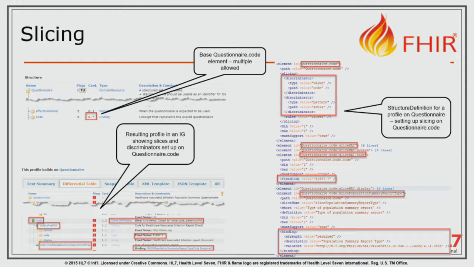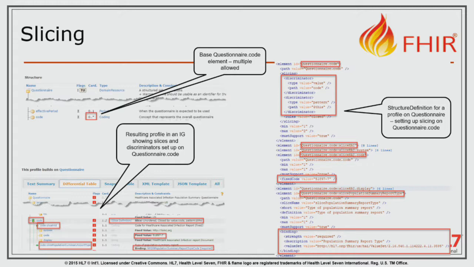So the discriminator is type of value, and the path value is code. So we're actually going questionnaire code dot code. So we've got questionnaire code dot code somewhere down here. I can't actually see them too far away. Right here. Questionnaire code dot code. So we're setting up the slicing up there on that questionnaire.code element.